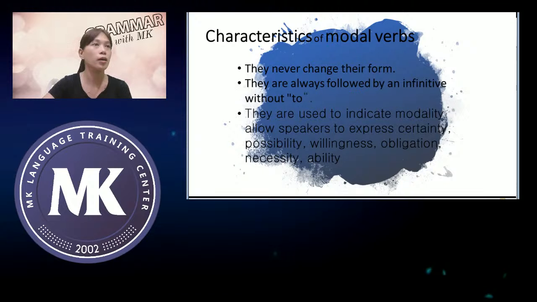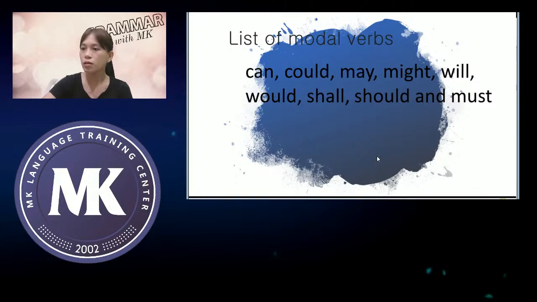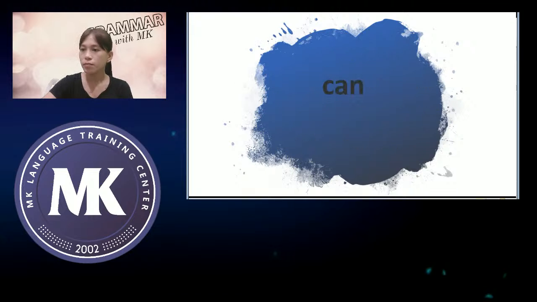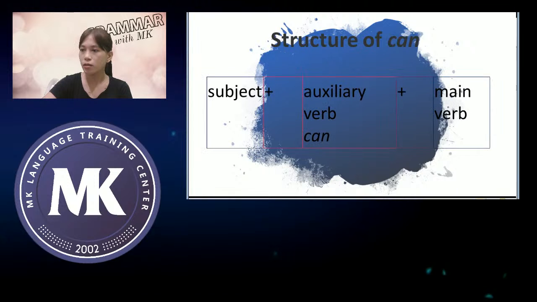Okay, so let's go back here first. List of modal verbs. We have can, could, may, might, will, would, shall, should, and must. So for today's discussion, we're going to discuss can. Okay, so let's start. Let's talk first about the structure of can. First we have subject plus auxiliary verb, which is can, and then plus the main verb.